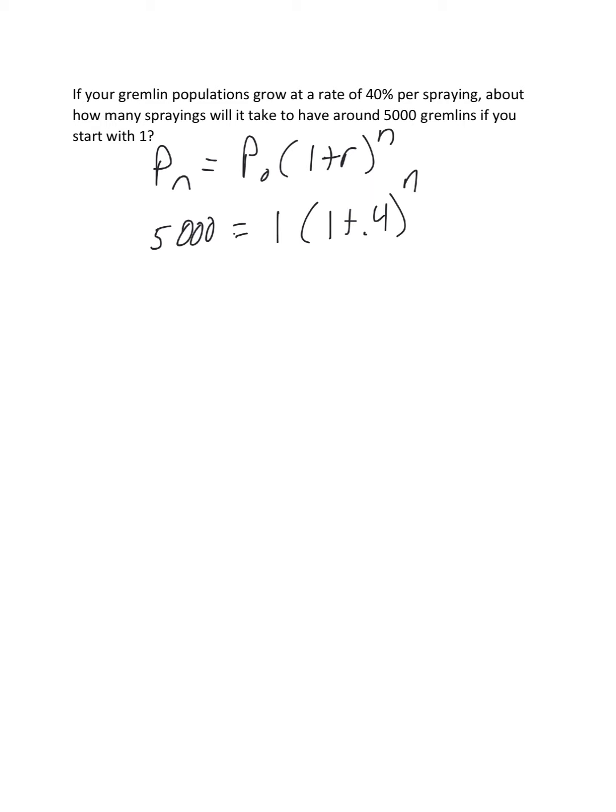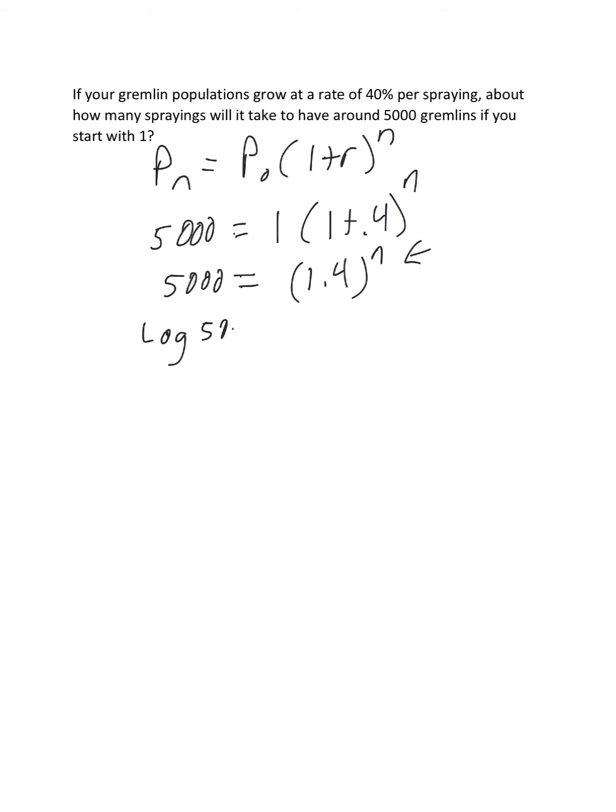So let's go ahead and simplify what we can here. So we got 5,000. And 1 times anything is itself, so we don't have to worry about the 1. And inside parentheses, 1 plus 0.4 comes out to be 1.4 to the n power. Now this is where one of the videos that is presented in the homework assignment comes in handy. How are we going to get it in any form that we can actually solve? Well, in order to do that, it can no longer be an exponent. So the way that we convert exponents into numbers is using logarithms. So what we're going to do is take the log of both sides.